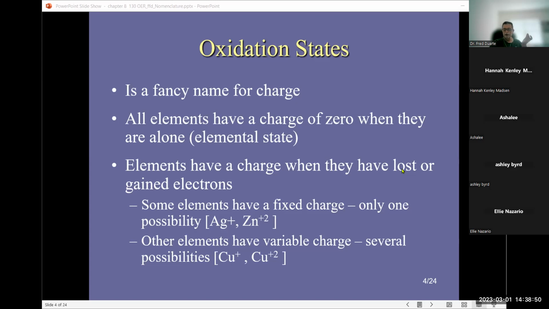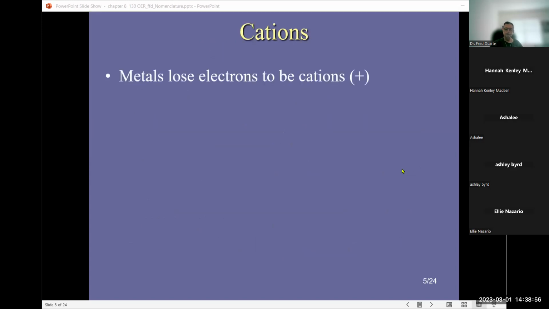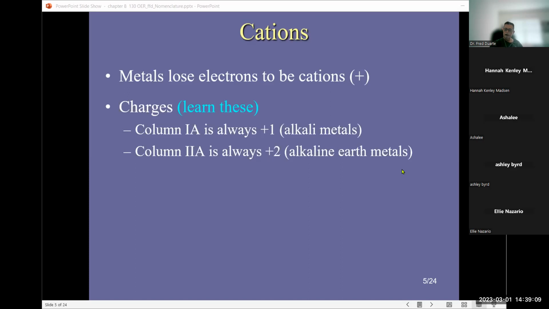Other examples could be iron. Iron could be in the state of +2 or +3. So we know that the whole time I've talked about metals, they lose electrons, so they end up being cations with a positive oxidation number. As I stated, the alkali metals, group 1A, always have a +1, group 2A a +2, and a +3 for the metals in group 3A.